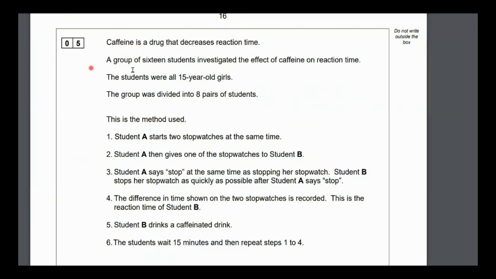Question 5. Caffeine is a drug that decreases reaction time. A group of 16 students investigate the effect of caffeine on reaction time. The students were all 15-year-old girls, so they kept that control variable the same. The group was divided into 8 pairs of students. This is the method used.